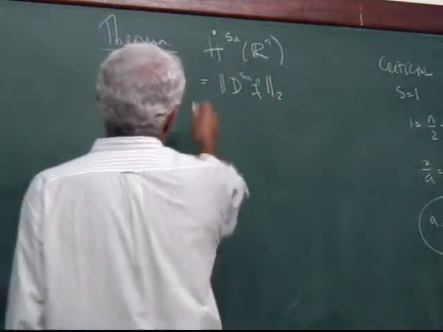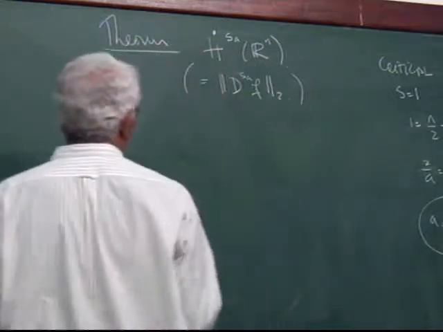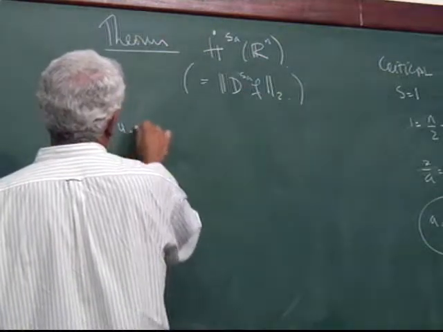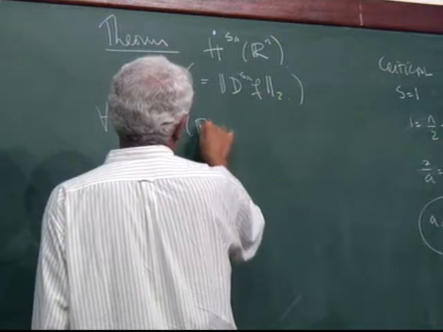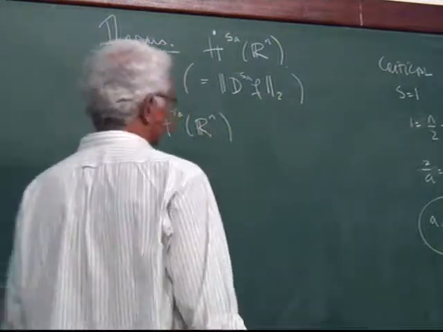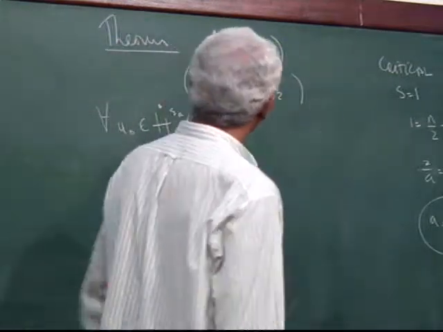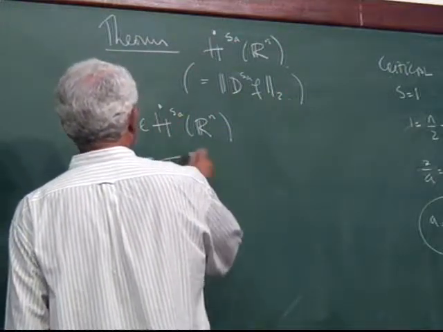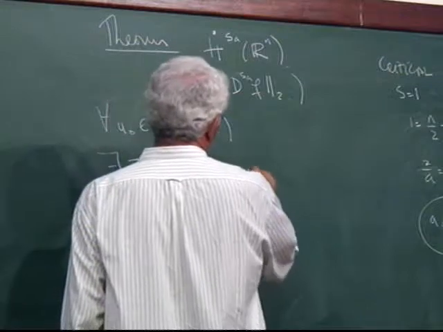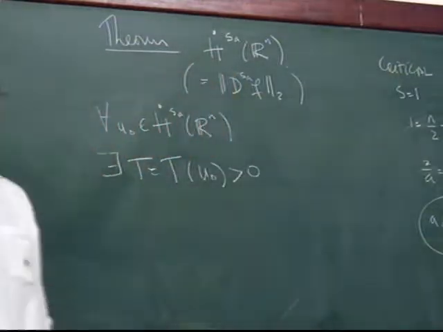This is the norm. Then you have a theorem that says for every data that is here, this is more or less true. Certainly in L2 it is true, in H1 it is true. There exists a time that depends on who is the data, not on the size of the data.